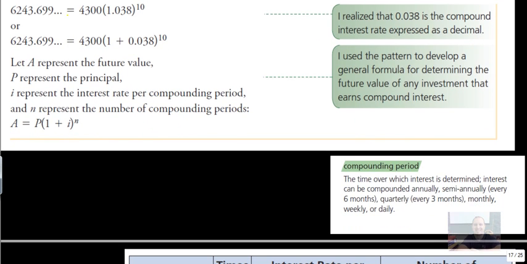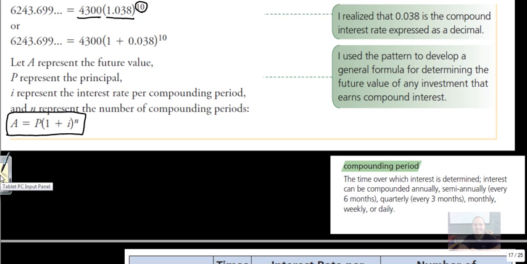Well, if they're not yearly, I'm going to talk about that later. That's coming next. Okay. So again, here's the summary. This is what has happened. Okay, 4,300 times 1 plus the annual interest rate times the number of years. Okay, and that turns into this formula right here.